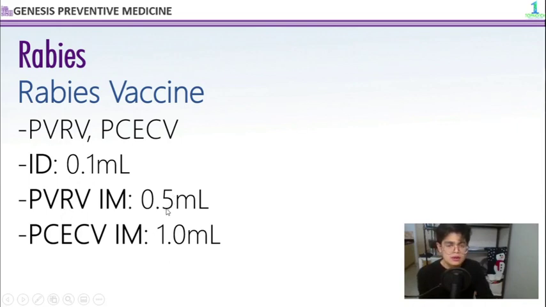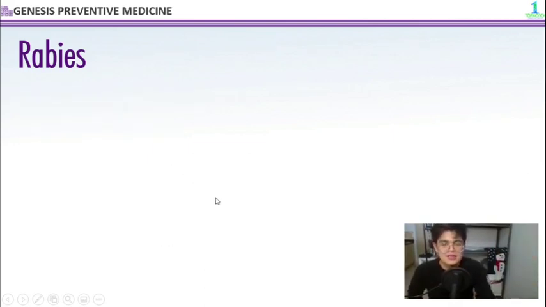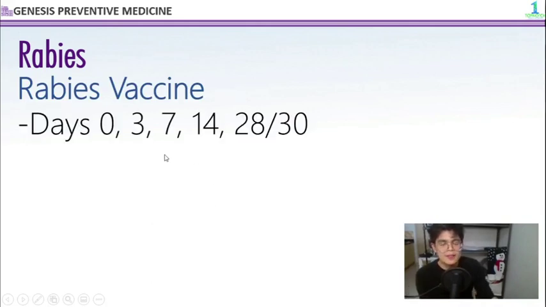One mnemonic you can use for this is PVRV is shorter, so it needs a smaller dose, smaller amount, smaller volume, while the PCECV is a bigger word, so it needs more volume, 1 milliliter. Okay, that's it. Rabies vaccine.